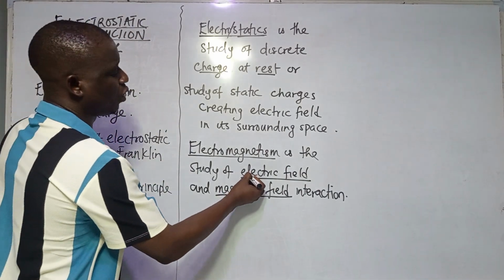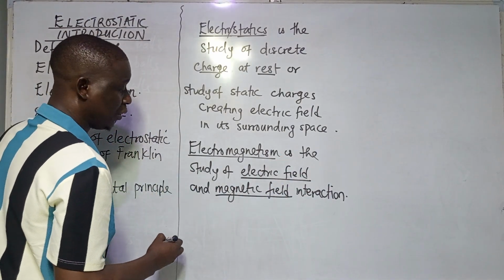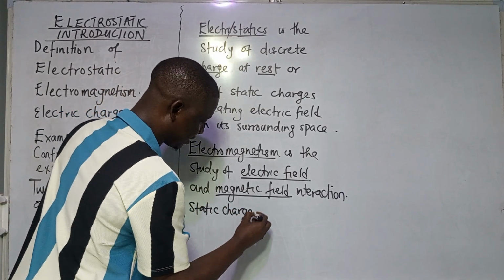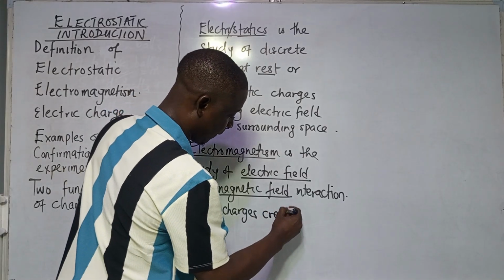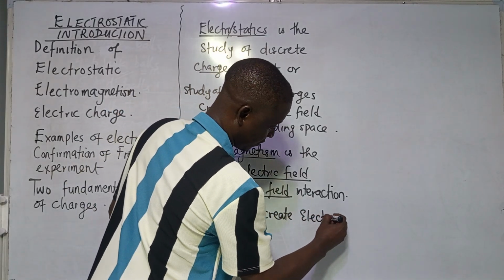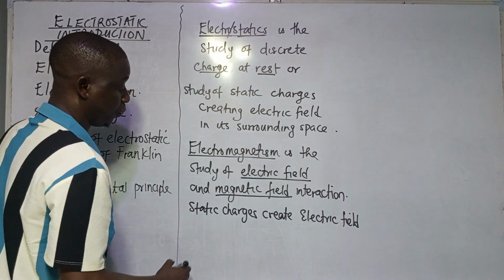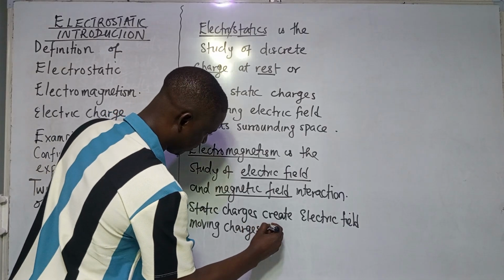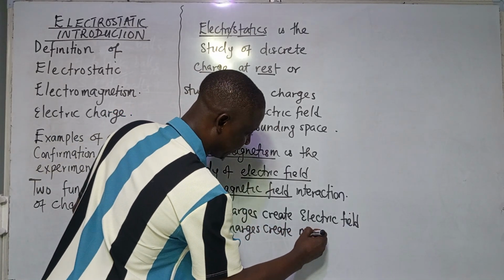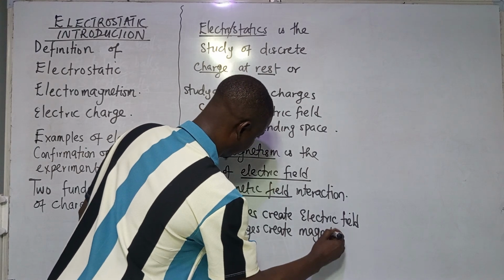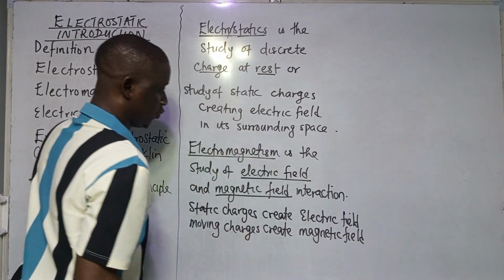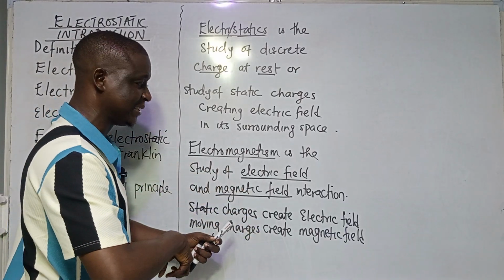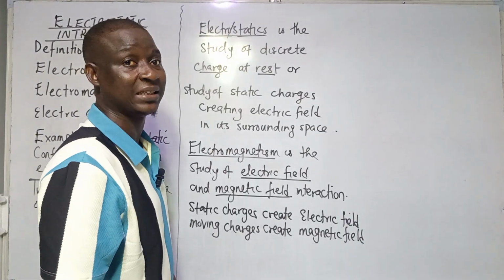Now, what brought about the electric field? Static charges create an electric field. Please take note of that, it's a vital point, while moving charges create a magnetic field. These are vital points you should know and should not play with. So that means the study of static charges and moving charges is what we call electromagnetism.